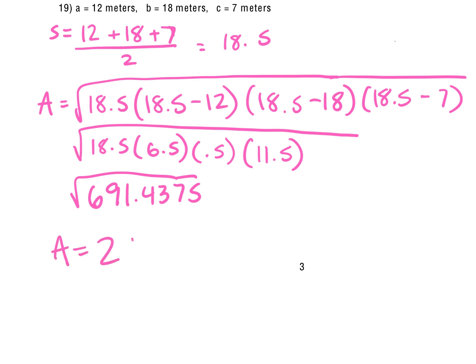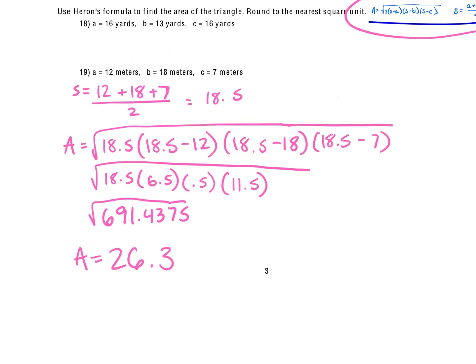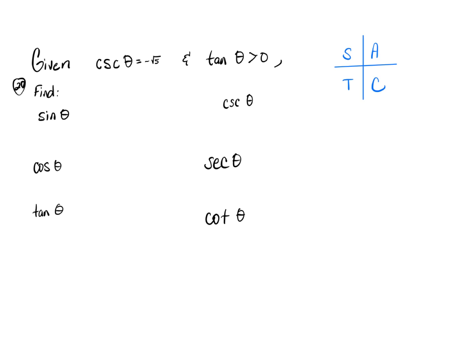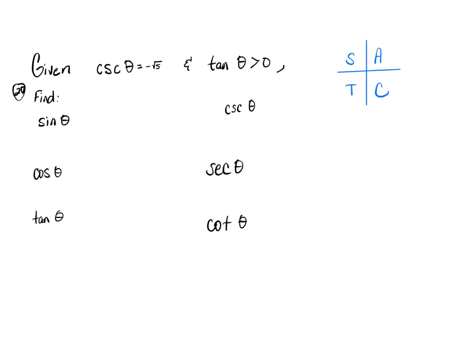So our area is going to be 26.29, which we could say 26.3. On the test, it'll tell you what to round to. 26.3 what? What's our unit here? Meters squared. It's area, so our unit's going to be squared. So this was on the quiz, which you will see on the test tomorrow.